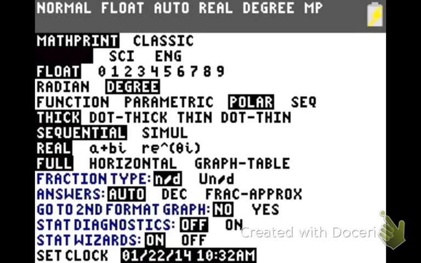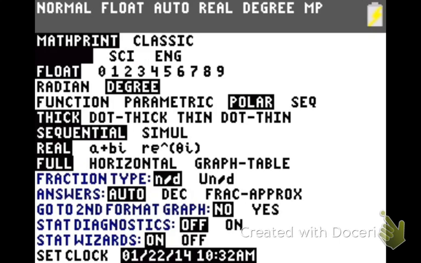Okay, so what we're going to do now is go through the settings on your graphing calculator, how to set up to graph in polar, and that's all we're doing in this lesson is graphing. So I'm going to show you how to put them in the calculator, change all your settings, and then you should be able to plug those in and graph them pretty easily.